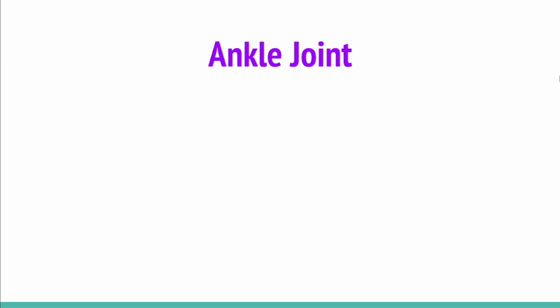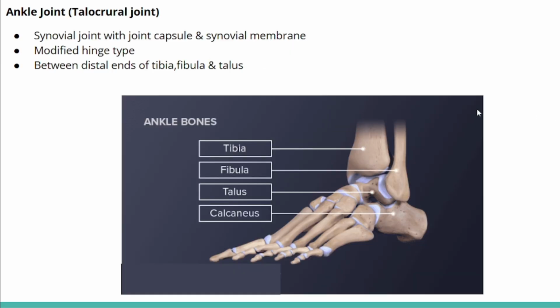This video is about the ankle joint. Ankle joint is also known as the talocrural joint. Talo means the talus bone and crural means the bones of the leg. It is a synovial joint, consists of joint capsule and lined by the synovial membrane. It is a modified hinge type joint.